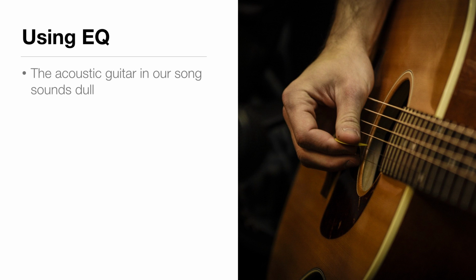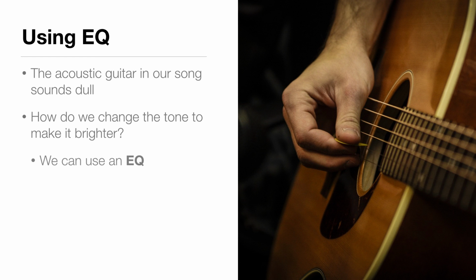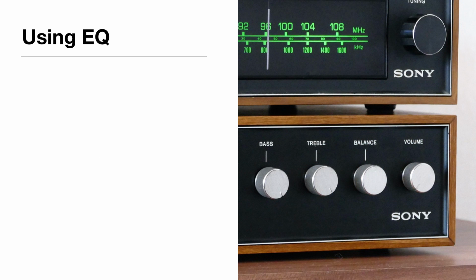The acoustic guitar in our song sounds just a little bit dull to me. So how do I change the tone of the acoustic guitar and make it a bit brighter? Well, we use an EQ. An EQ is just short for equalizer, and an EQ is basically just a tone control.